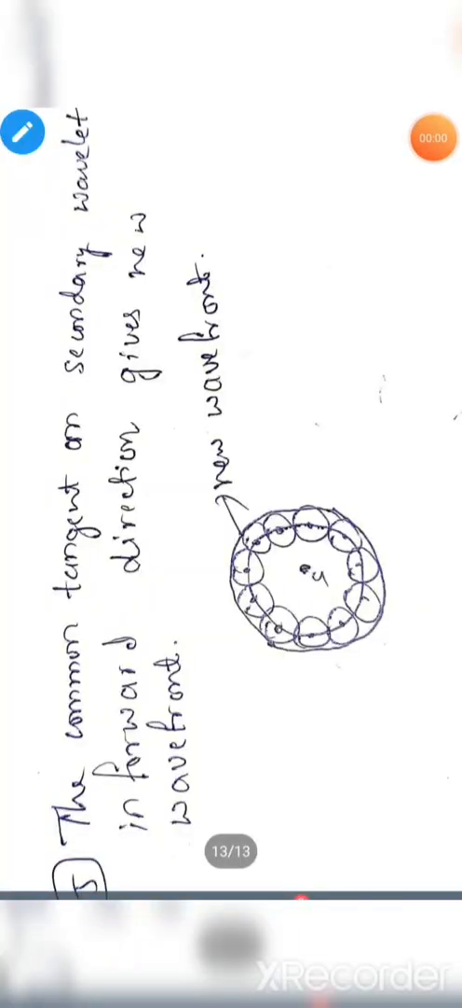This is a common tangent on these secondary wavelets in the forward direction, not in the backward direction. In the forward direction it gives what? A new wavefront. So this is the new wavefront. So this is all about the Huygens principle.